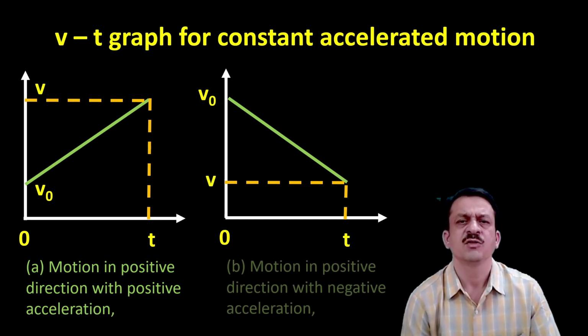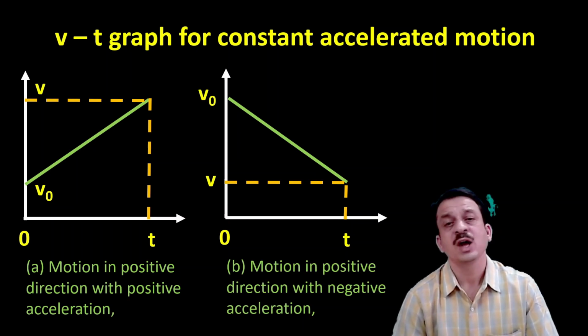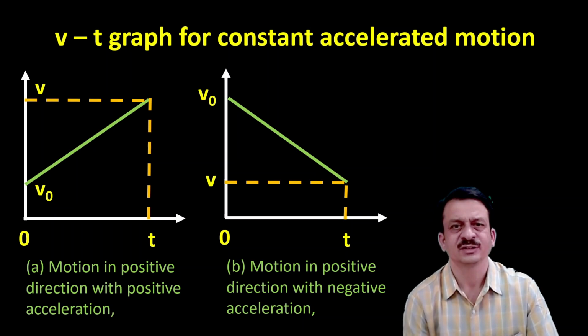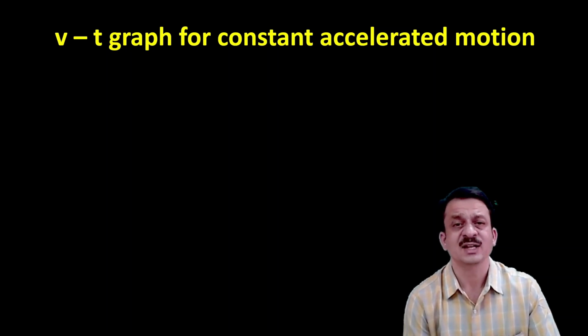Now this is the curve for an object moving in the positive direction with negative acceleration. Now you study two more curves. In this case, an object is moving in the negative direction with negative acceleration.